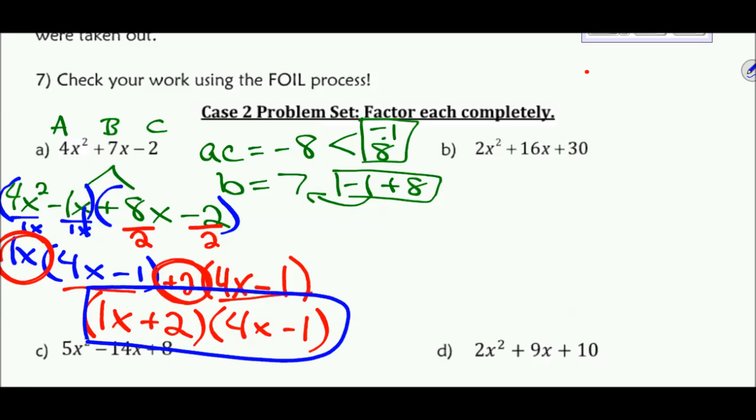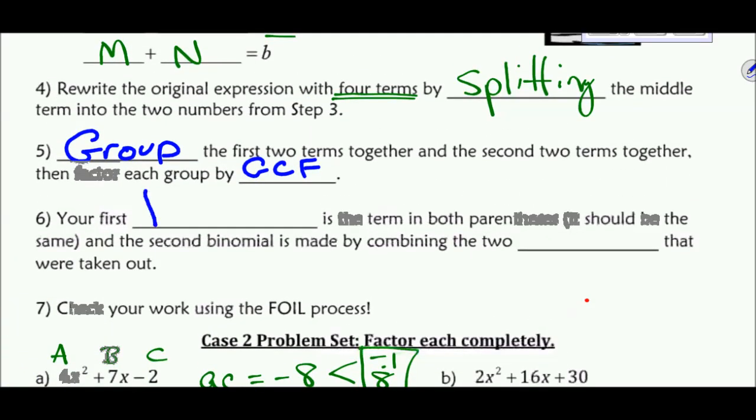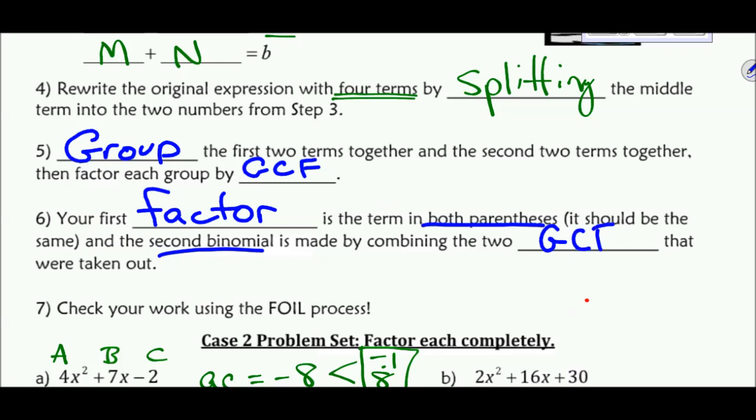Okay, so that came from the GCF of this and the GCF of that. The greatest common factor from here came to the outside, that was the 1x. The greatest common factor from here was 2, that came to the outside of that, those two GCFs come together. Your first factor, actually that's what this line is talking about, that's really step 6, putting that together. Your first factor is whatever's in both parentheses. The second binomial or second factor comes from the two GCFs. That's really what that step was.